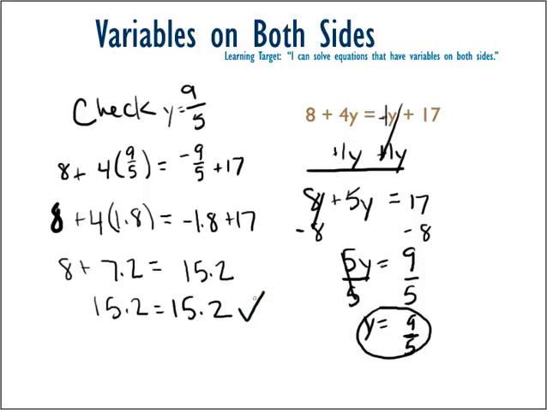It does work. So if you get an answer like this, it's not automatically bad. It doesn't mean there's no answer. It doesn't mean you did it wrong. It just means sometimes things work out and the answer is 9/5.